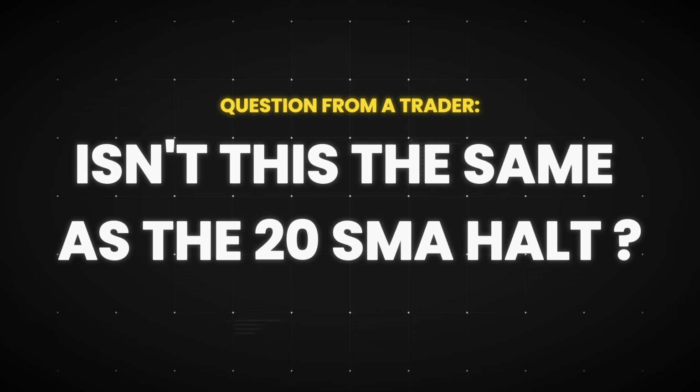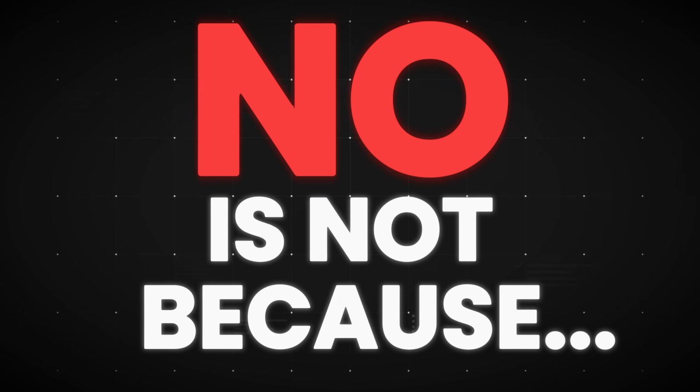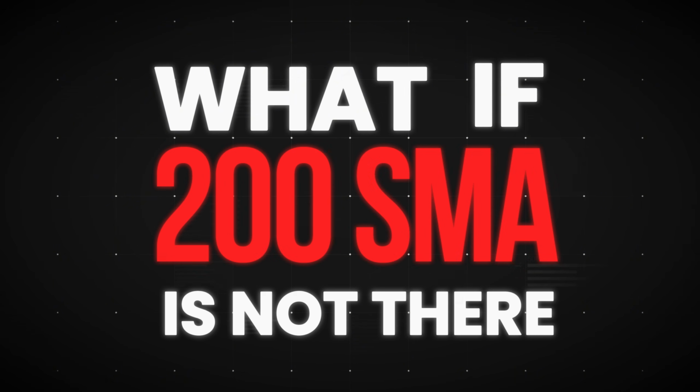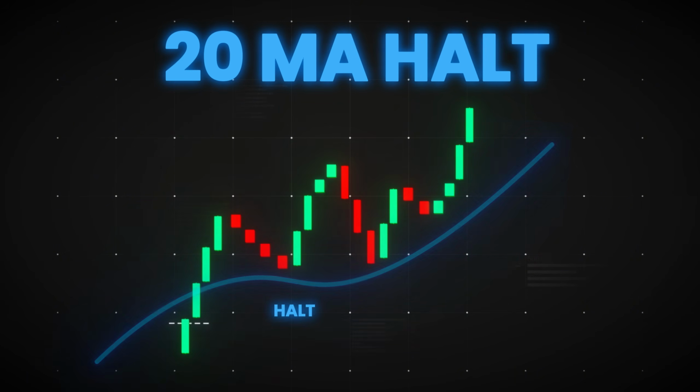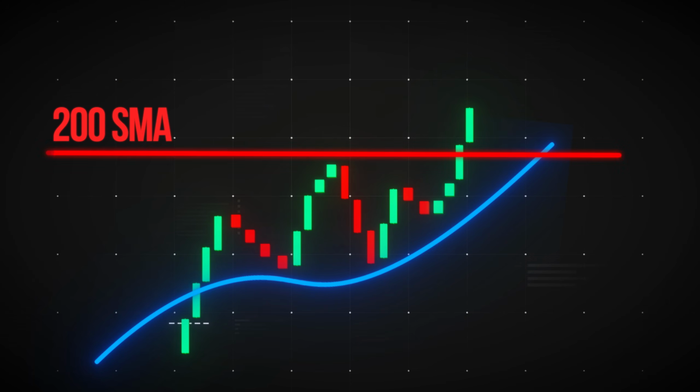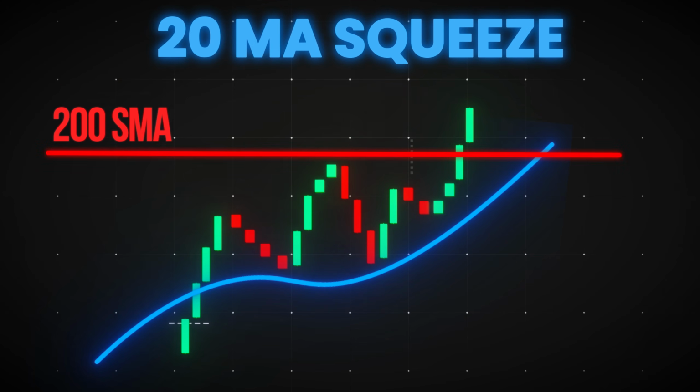Doreena's asking, isn't this the same as the 20 MA halt? Well, no, it's not, because what if the 200's not there? That's a 20 MA halt. But with the 200 there, it's something more. It's the 20 MA squeeze.